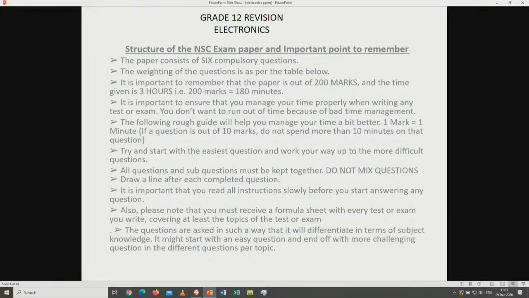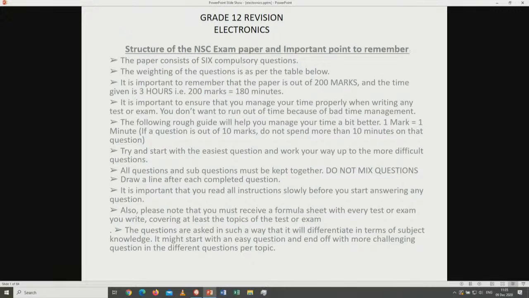It is important that you read all instructions slowly before you start answering any questions. Please, people, when you get to the exam room, make sure you get there 30 minutes early so that you do away with all the admin that you have to do, and you read your question paper carefully before you start. In that way, you get to analyze the questions, and you will save a lot of time. Also, please note that you must receive a formula sheet with every test or exam you write, covering at least the topics of the test or exam.